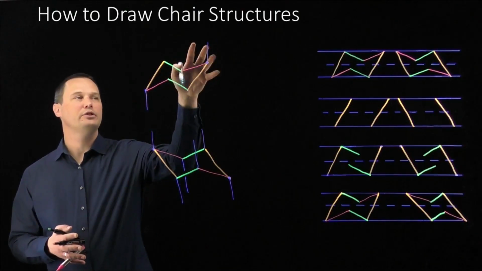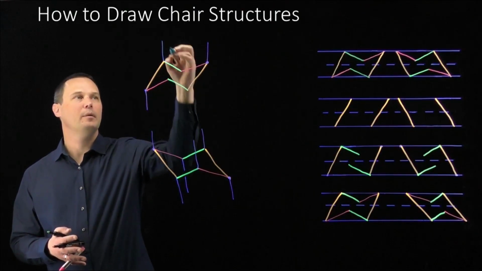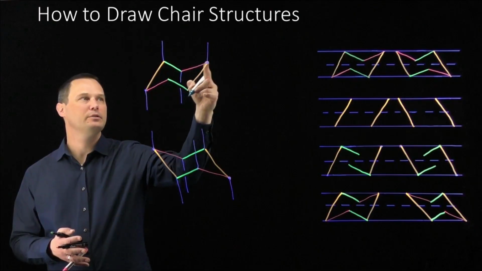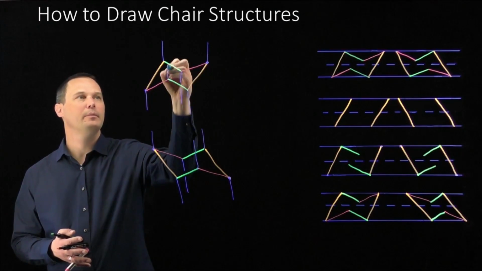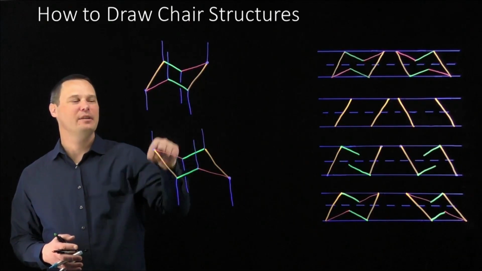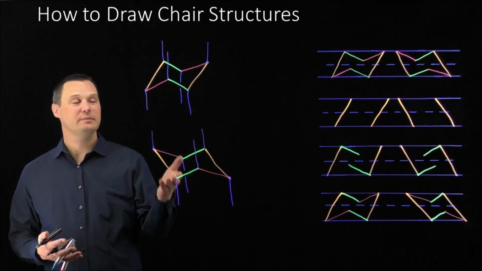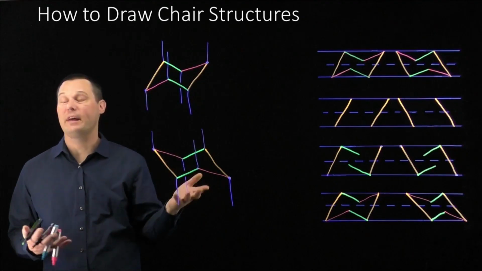And the same thing for our chair that points up. Up carbon, up axial. Down carbon, down axial. This up-down pattern never changes. Once you commit to this, you'll place axial and equatorial groups without even thinking about it.